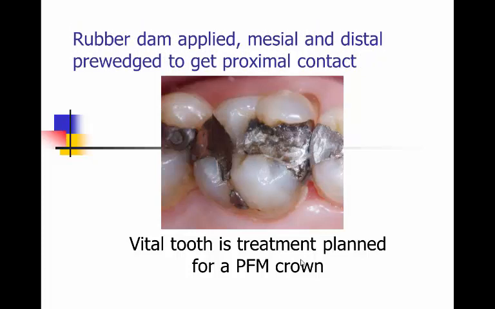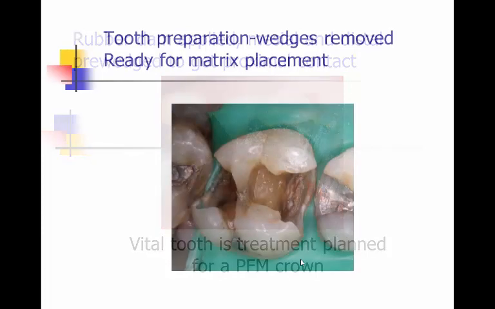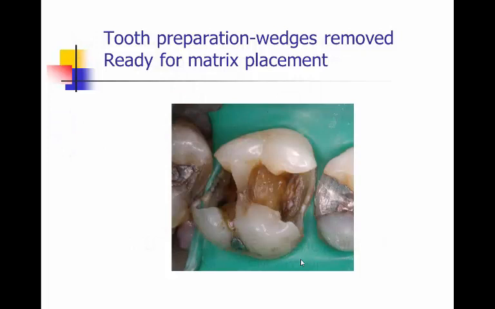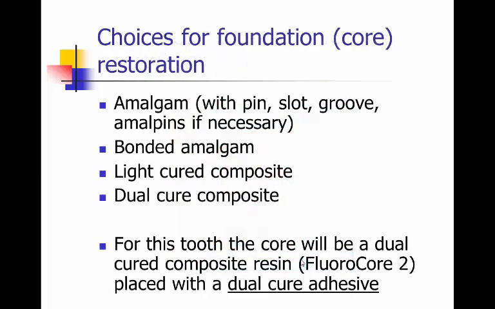We place the rubber dam, mesial and distal. We pre-wedge the tooth, and we remove the amalgam. So here we have the dam in place. We have the amalgam completely removed. We remove all the existing caries, and now we're ready for matrix placement.